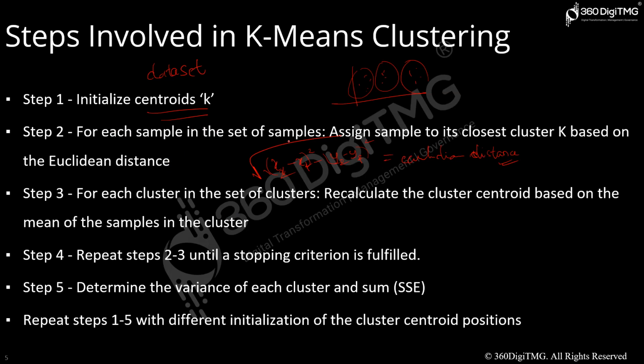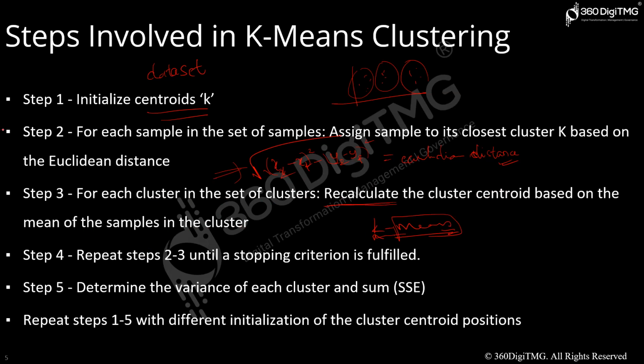For each sample in the set of samples, assign the sample to its closest cluster K based on the Euclidean distance. And for each cluster in the set of clusters, we have to recalculate the cluster centroid based on the mean of the samples in the cluster. That is nothing but K-means. We have to recalculate the mean, and based on that, we have to give the K values for each and every cluster that is formed.